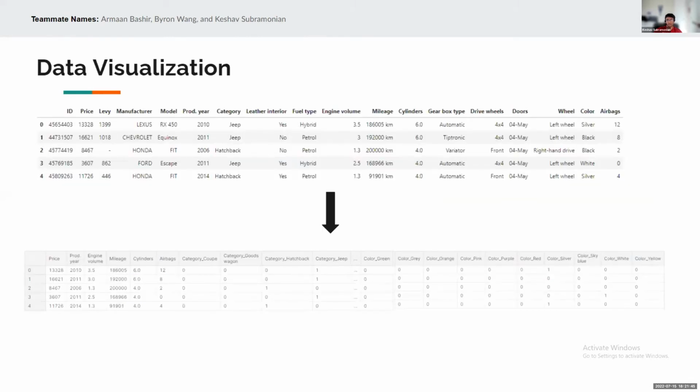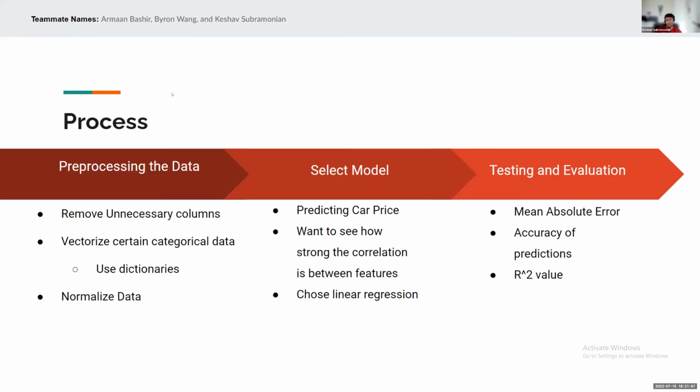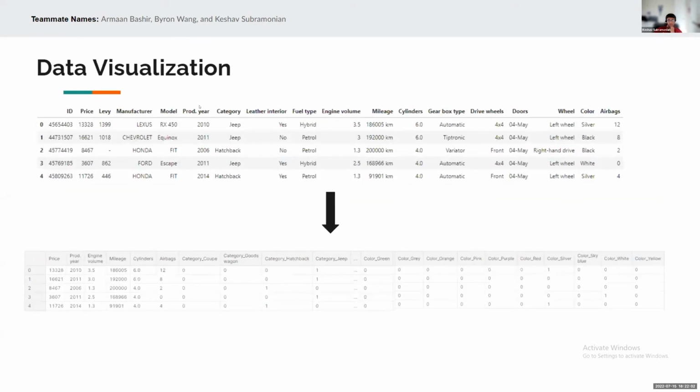So for data visualization, here's the original head of the data compared to the edited and processed data. We can see that the ID column has been dropped since it had no real value and would have biased the model to memorize the IDs to predict price rather than train on other factors. In addition, the levy column had been dropped due to large gaps in the data, and columns such as mileage have been modified so that rather than containing strings and integers, they only contain strings or integers. And finally, all the categorical columns have been vectorized.